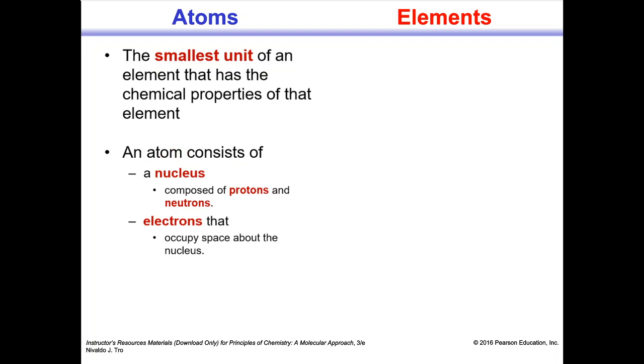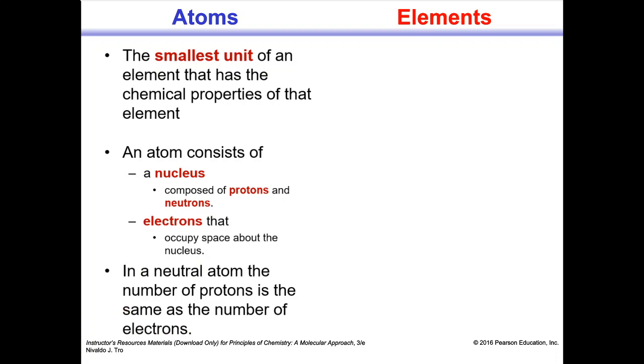In the next little section here, we'll talk about atoms and elements. Atoms are the smallest unit of an element that has the chemical properties of that element. An atom consists of a nucleus, which is composed of protons and neutrons, and electrons that occupy the space around the nucleus. It's a definition we already know, but just to put it in formal definition here. And just remember that in a neutral atom, we have the same number of protons as electrons.